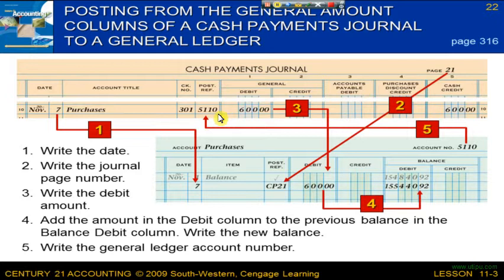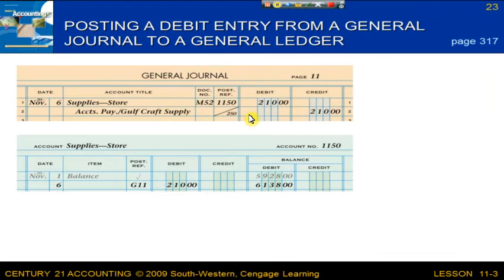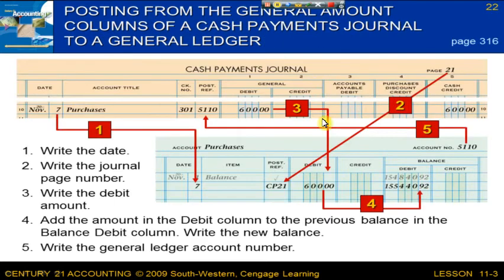Okay, let's do the audit your understanding questions. Number 1, which amounts in the general journal are posted individually? Go to a general journal. Here's a general journal page. Which amounts are posted individually? Anything that is a general debit or general credit. So on the general journal, both the debit and credit columns are posted individually. If you're in the cash payments journal, the ones that are posted individually are the general debit and the general credit columns only.